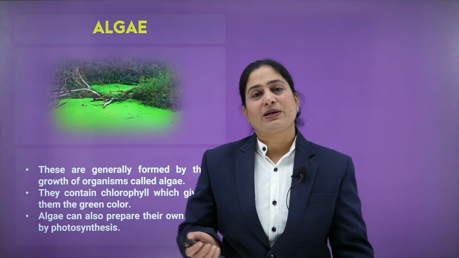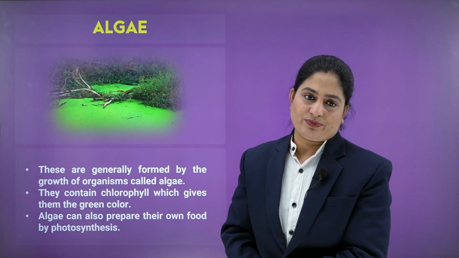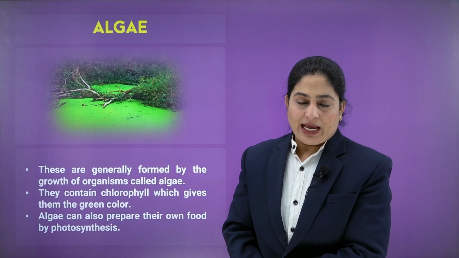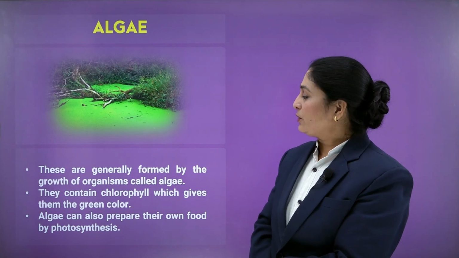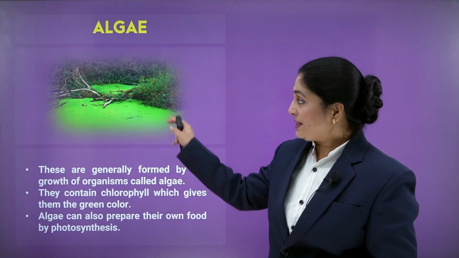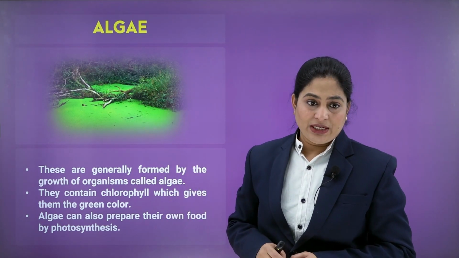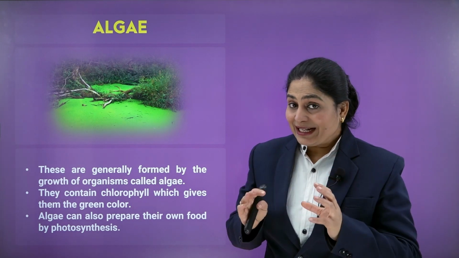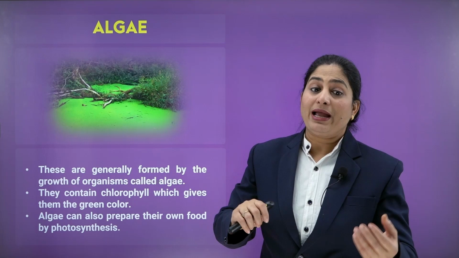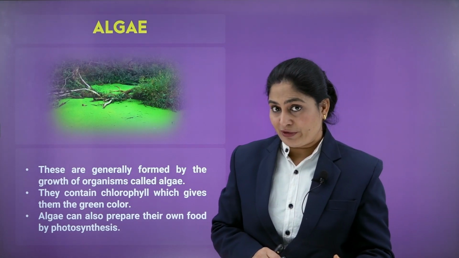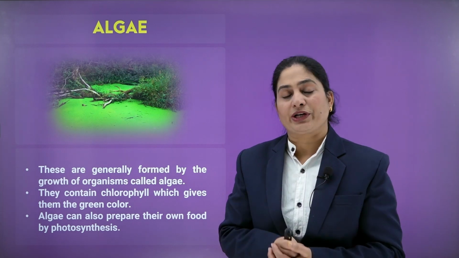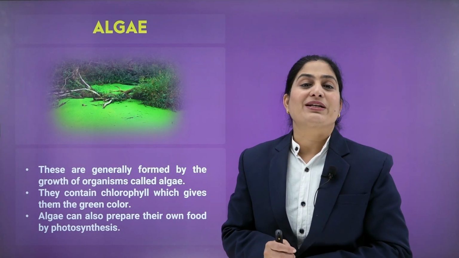Let us discuss some other organisms also. Another organism we'll talk about is algae. Algae are basically formed by the growth of organisms and they contain chlorophyll. That's why they are green in color. It means yes, they have chlorophyll in them, and because of that, in the presence of sunlight and by taking carbon dioxide and water, they can prepare their own food.